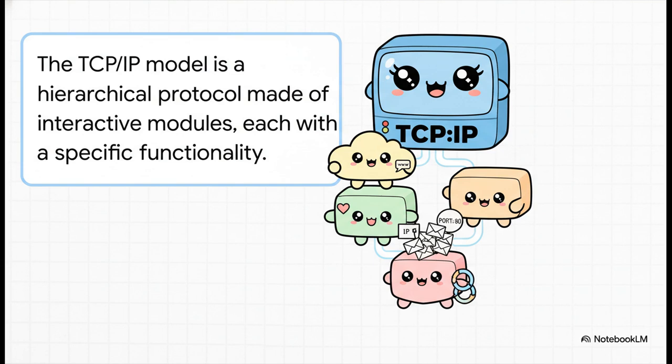So unlike the OSI model, the TCP/IP model is the real deal. It's a whole suite of protocols. Think of it like a toolkit where every single tool, or layer, has a very specific job. For instance, one layer's job is to just handle the physical address of a machine. Another layer is only worried about which application the data is going to. Each layer does its one job, does it well, and together they make the internet work.